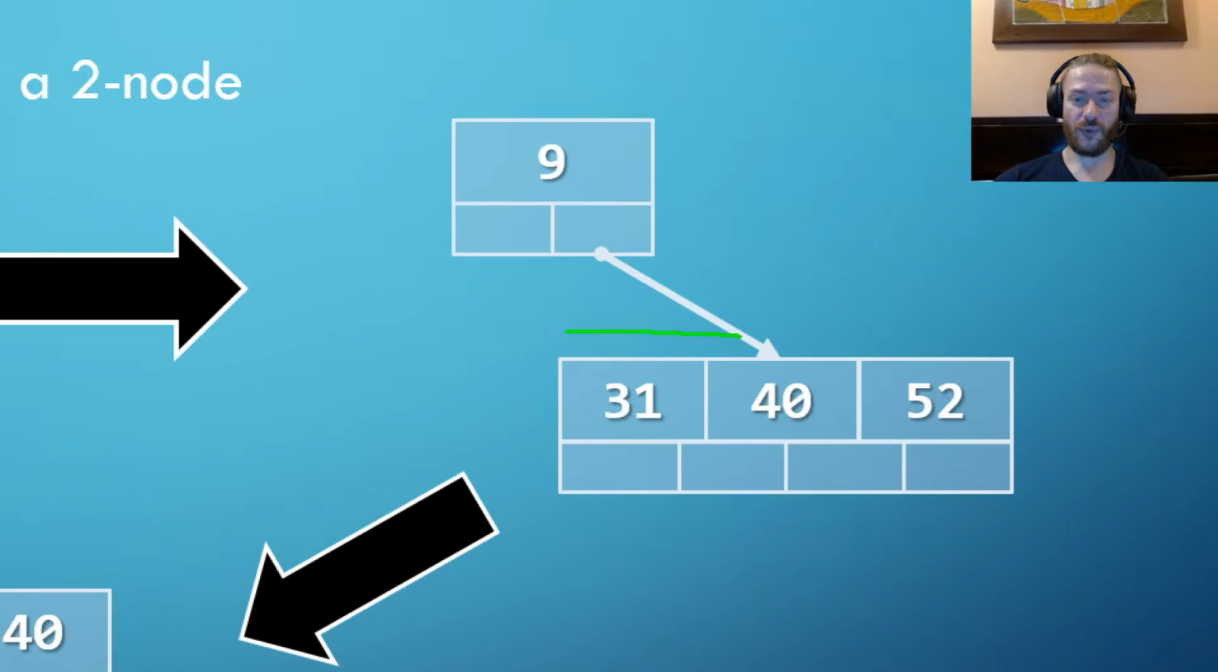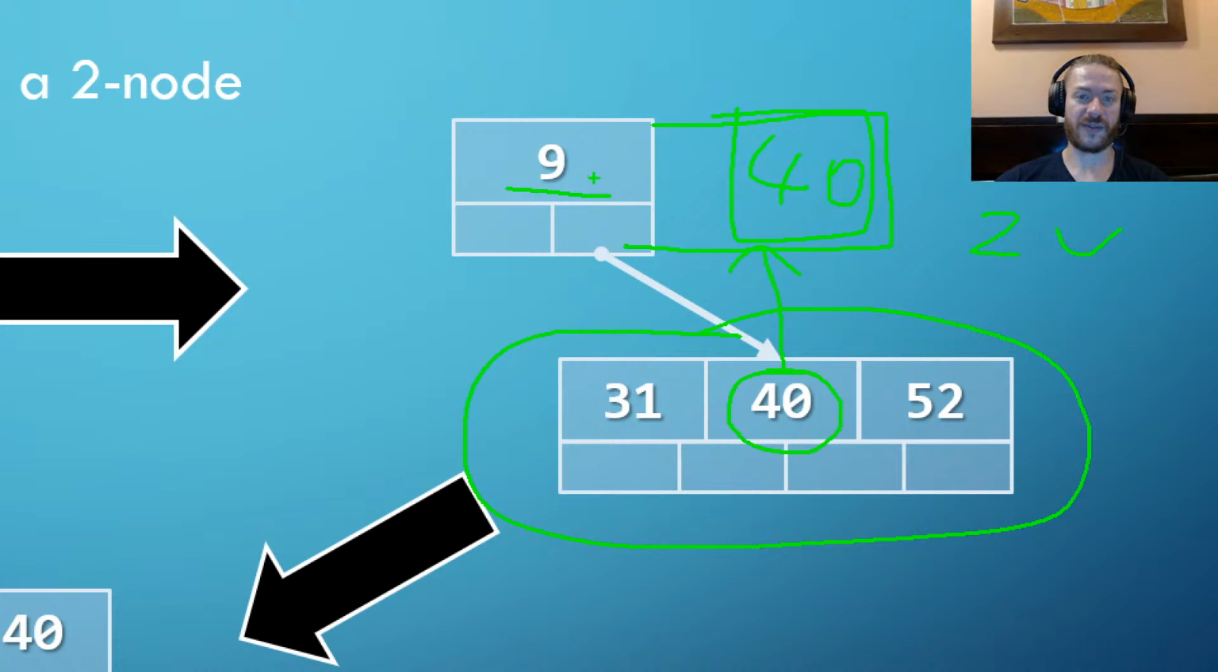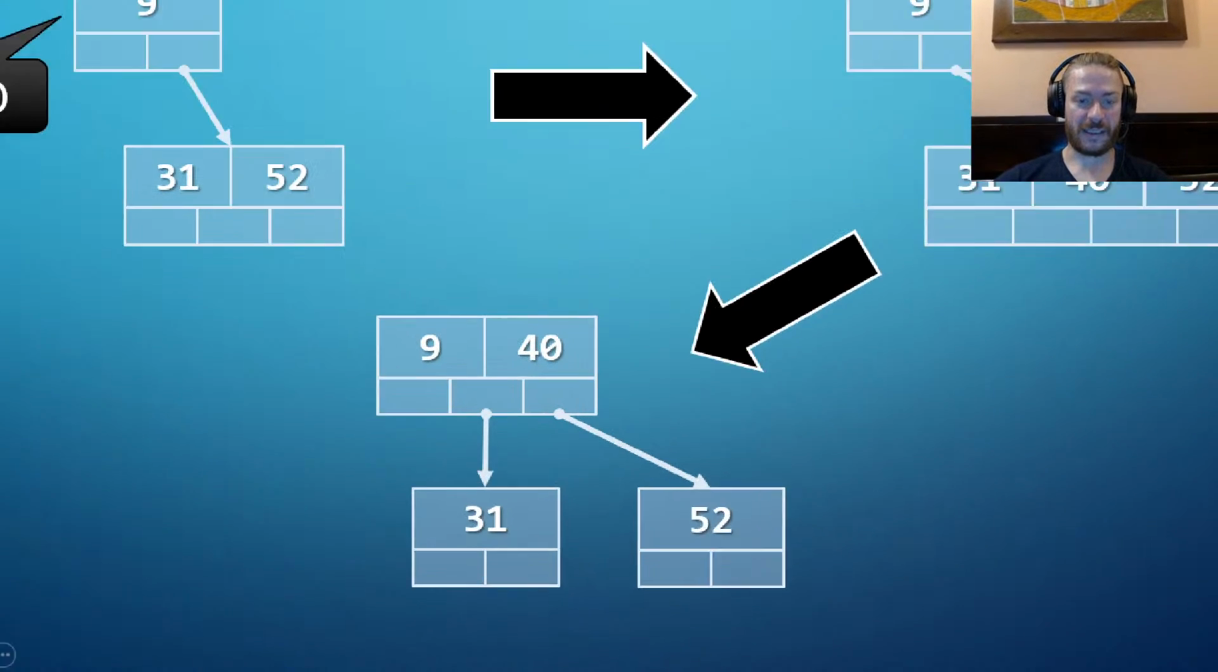So every time we need to add a value and it becomes bigger than 2 values in it, we extract that and move it up as a parent. But since it already has a parent, we just join it. So 40 becomes next to 9, like this.